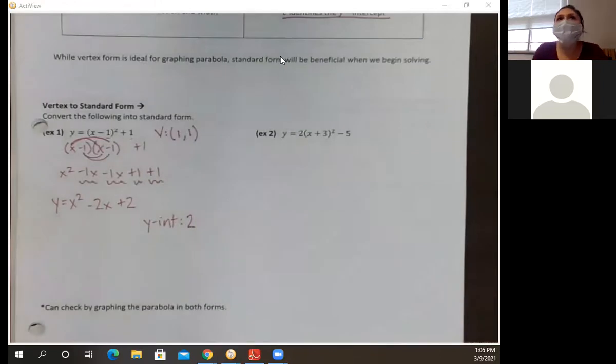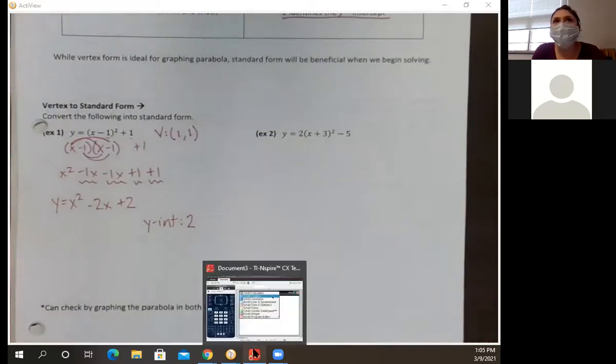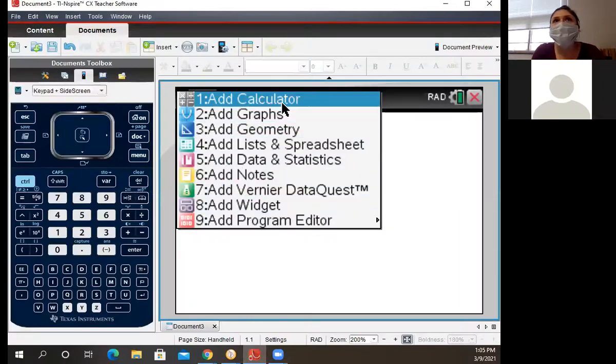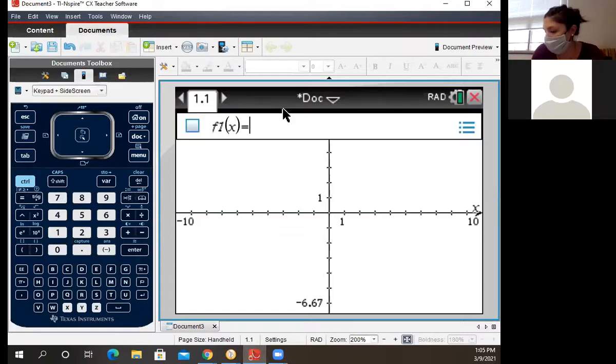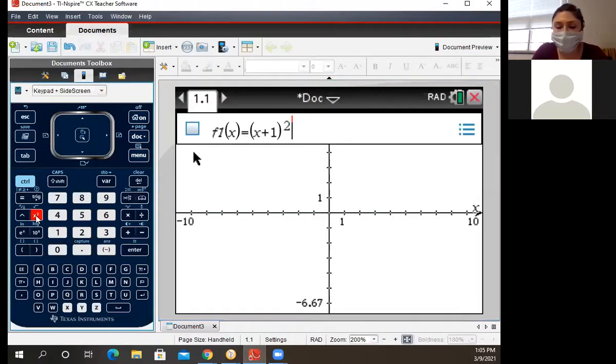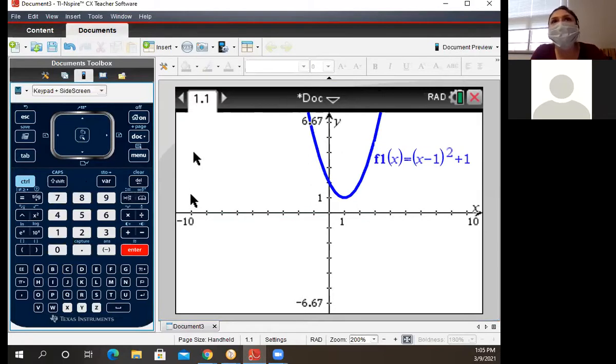Now I'm going to hop over to my calculator, and I want to show you something. I'm going to graph the original function I had on my paper, the vertex form that we were given. So x plus 1 squared, or actually that's x minus 1. Go ahead and fix that. x minus 1 squared plus 1 at the end. So here's our parabola, here's our graph of our quadratic function.